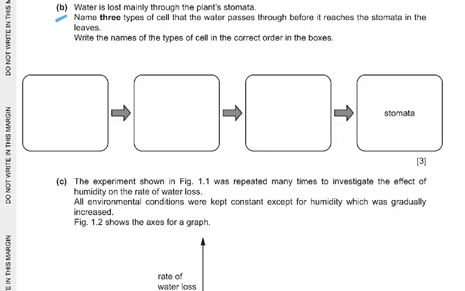Then coming to the B part of the question, water is lost mainly through the plant's stomata. Name 3 types of cells that the water passes through before it reaches the stomata and the leaves. Write the names of the types of cells in the correct order in the boxes. So, of course, the first one would be the root hair cell, because the water from the soil enters the plant through the root hair cell. So, root hair cell, then you can also say root cortex or cortex cells.